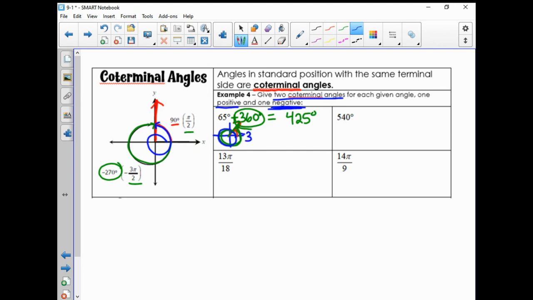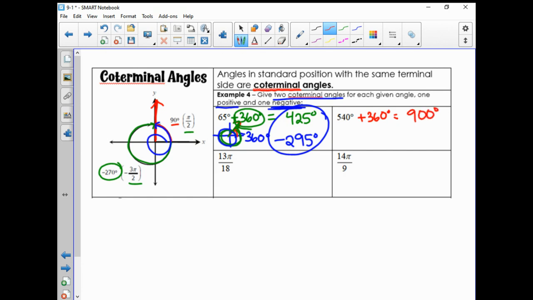So if I subtract 360 from 65, let me grab a calculator. I miss being able to ask you guys to do the calculations here. So if I have my 65 and I subtract 360, I have a -295-degree angle. So those are what they're asking for. They want 2 coterminal angles that end at the exact same place. All right, now this is the same thing. And there's lots of different answers. So if you wanted to add 360 to this one, you could do that. And 540 plus 360 is going to be 900. And that is a coterminal angle right there.